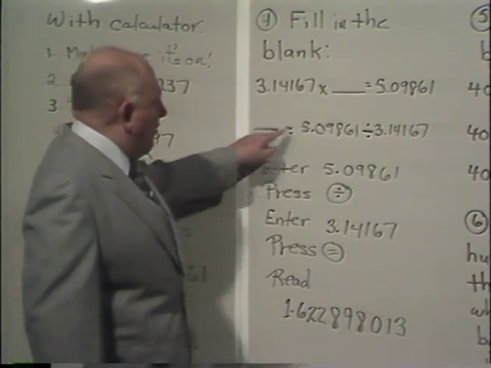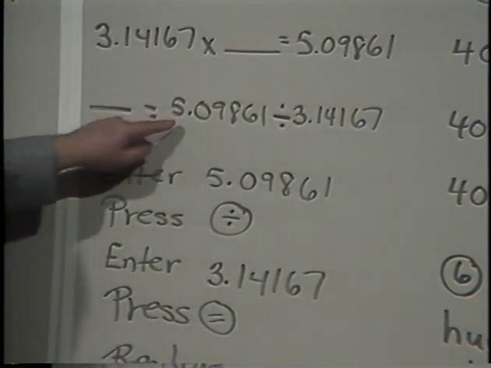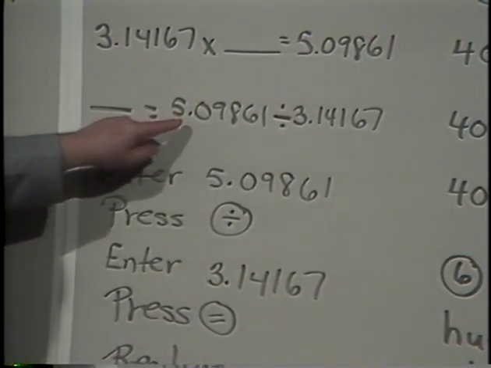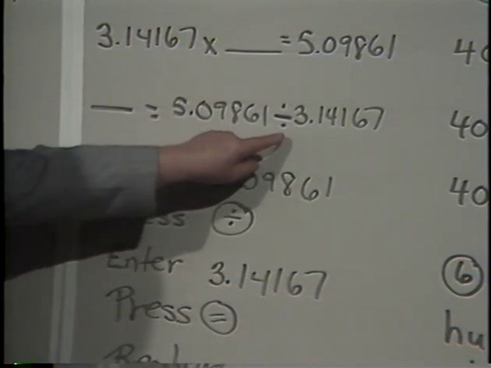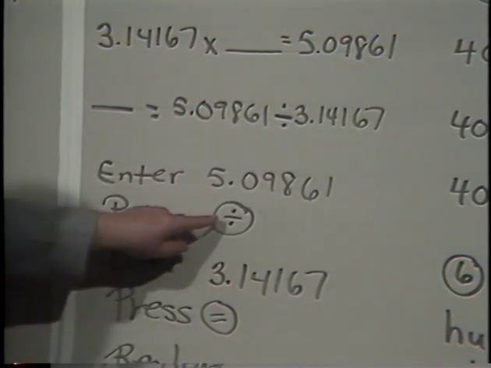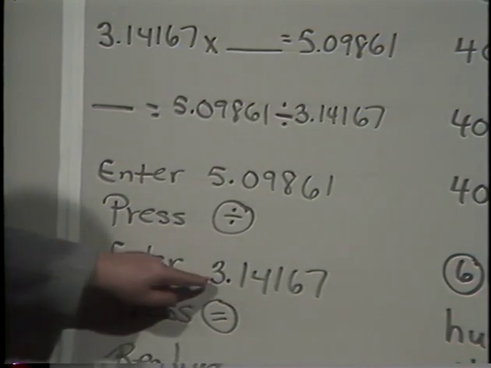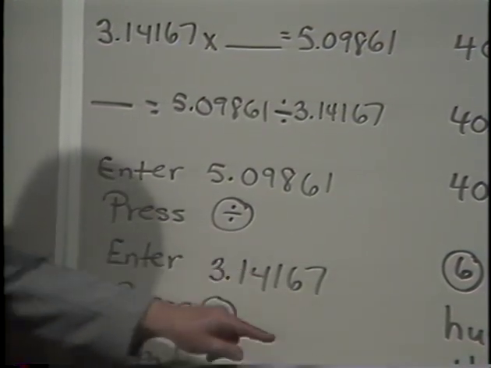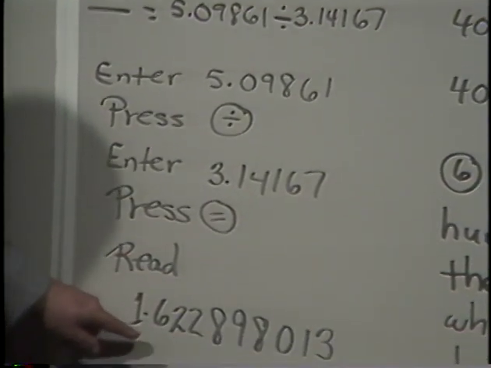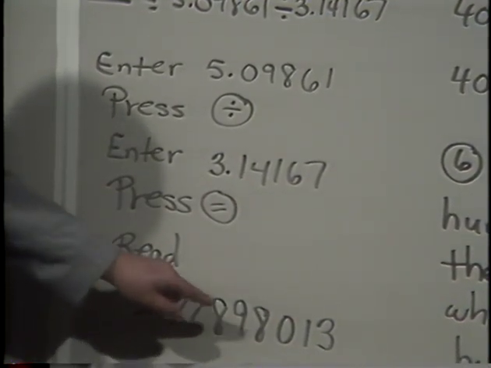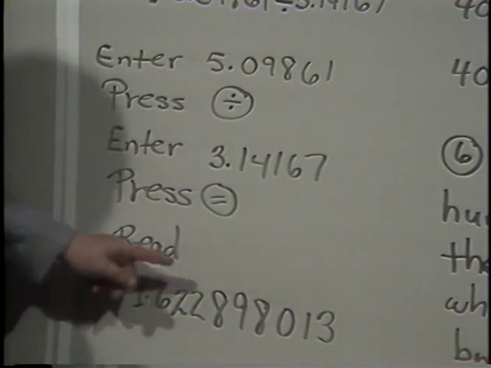You see, the point is, if we write the problem this way, then how do we handle this problem on the calculator? We enter 5.09861. Now, instead of pressing the times key, we press the division key. Then we enter the 3.14167. Then we press the equal sign, and we read the answer, 1.622898013. And that's really amazing.